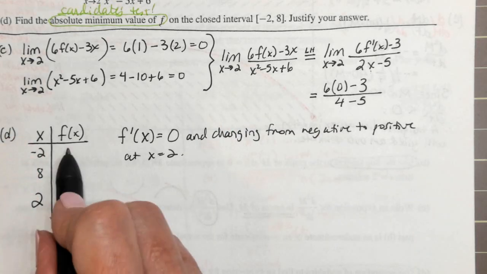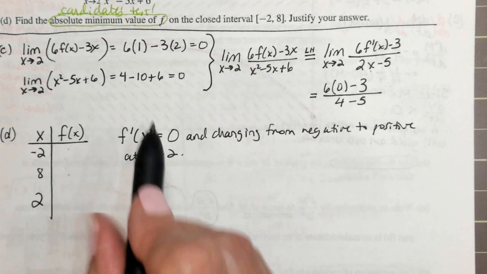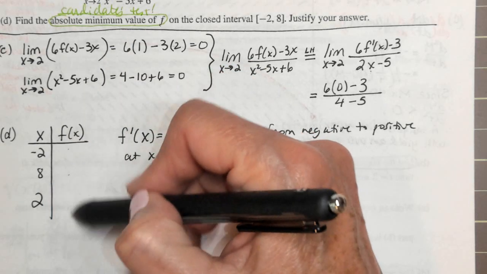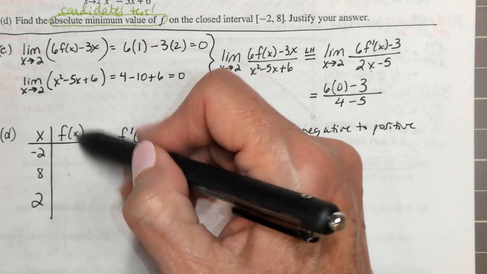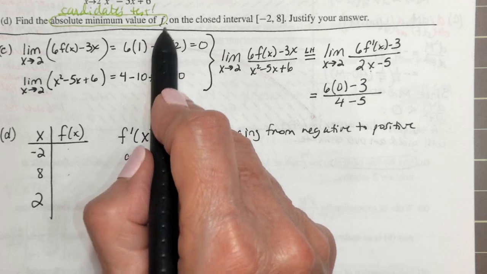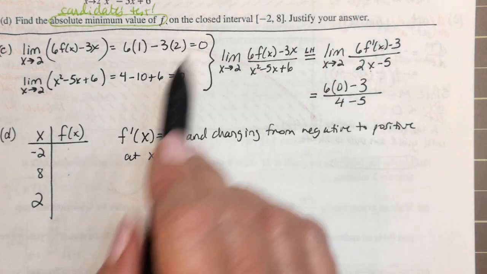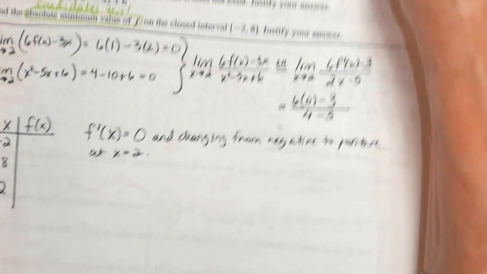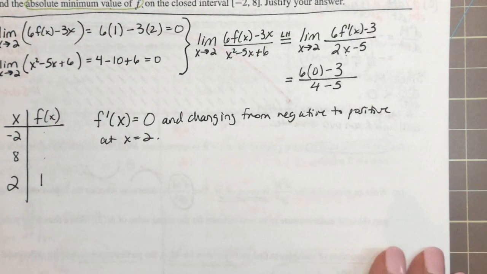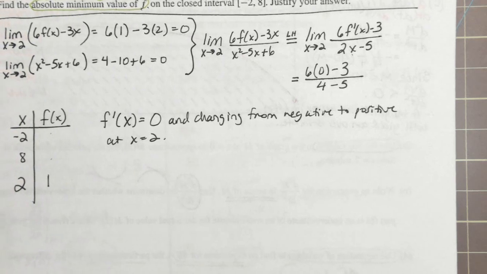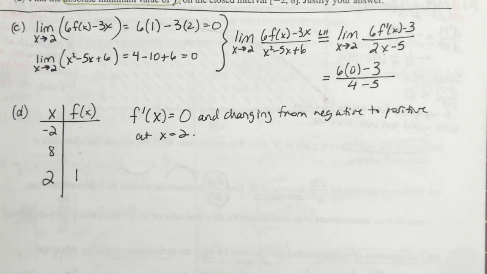So one of these is going to be my absolute minimum value of f. The values of f go here, right? These are values of x, these are values of f. We want the absolute minimum value of f. Okay, f of 2, they told me in the problem what f of 2 was. F of 2 is 1. So there's one down. We don't need to find that one. How are we going to find the other ones? Fundamental theorem of calculus. That's how we find the other ones.